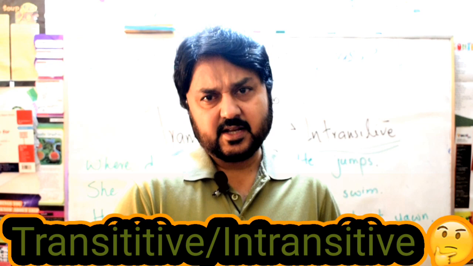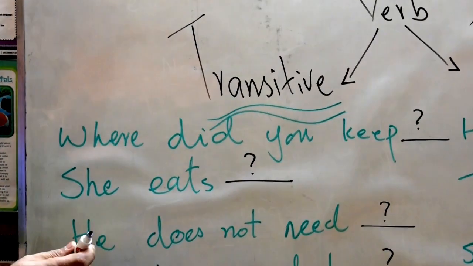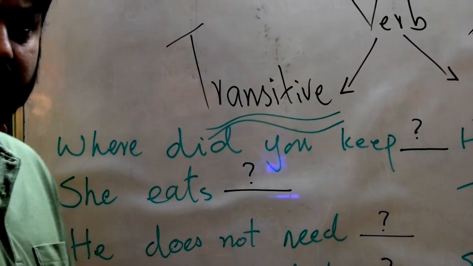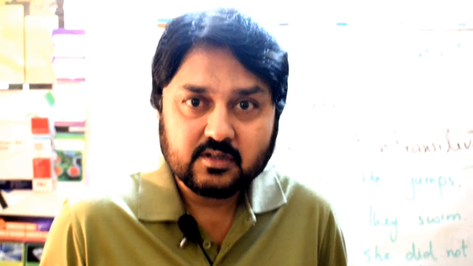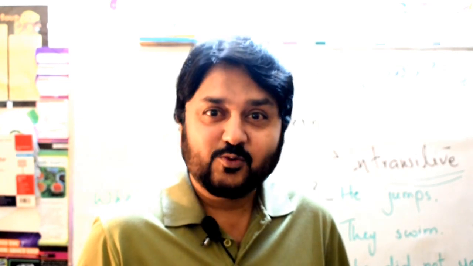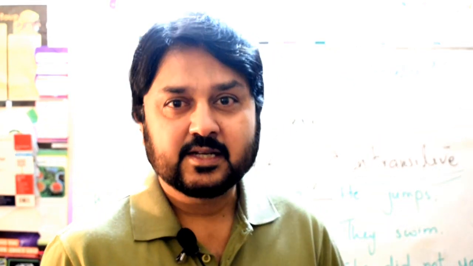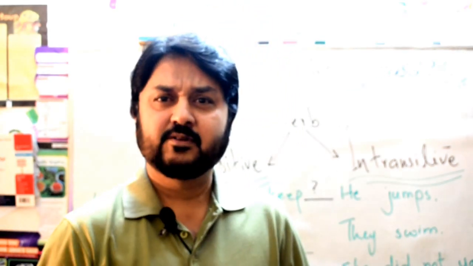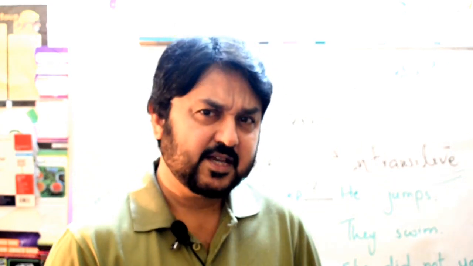Now come to the example so that the topic may be understood well. Look at this sentence: Where did you keep? If I ask this sentence from anyone, will he be able to understand what I mean to say? He would look at me and say, What? Keep what? This keep doesn't provide the complete sense unless it is supplied with some object, and that is the symbol of the transitive verb, because a transitive verb requires an object.